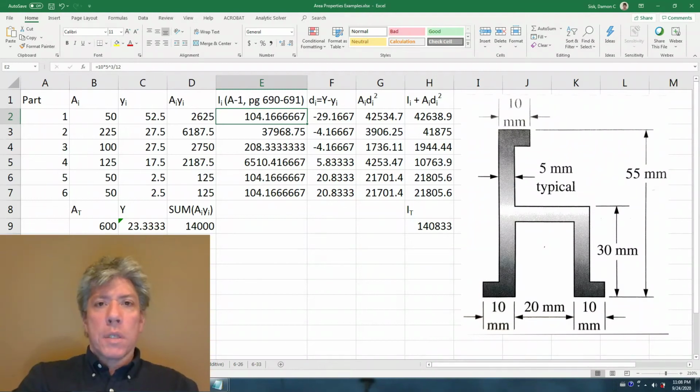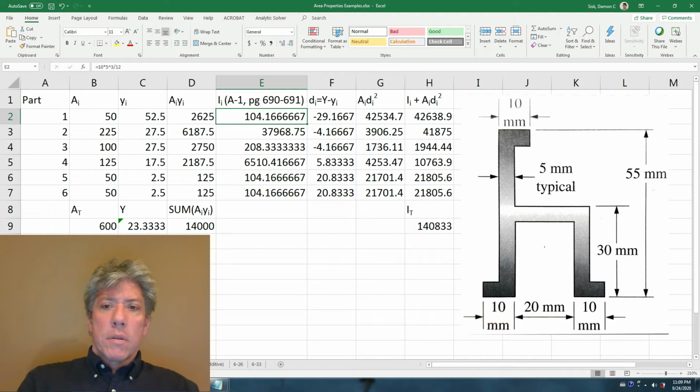This is problem 613. It's on page 344. There's a general problem statement for all of these problems, and that's to find the centroid of the area and also the second moment of the area. So we use the first moment to find the centroid. We want the second moment of area about an axis through the centroid.